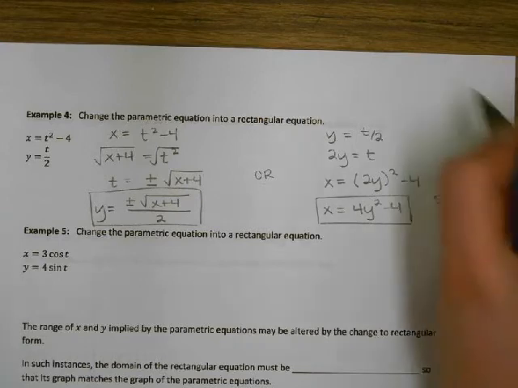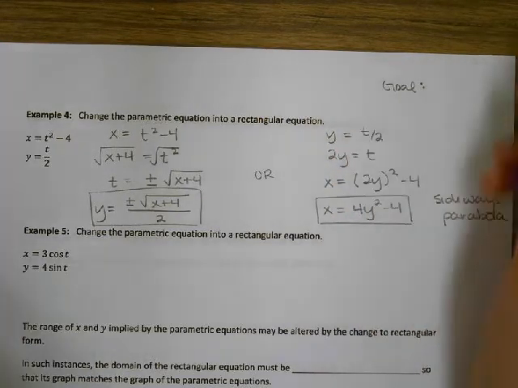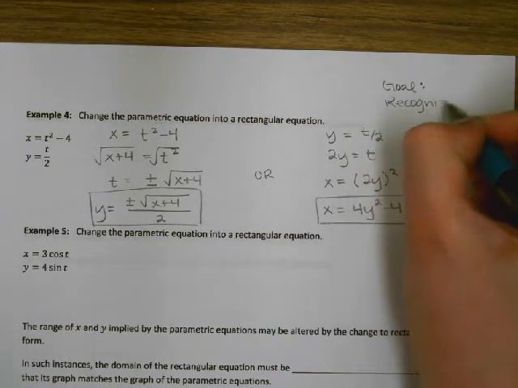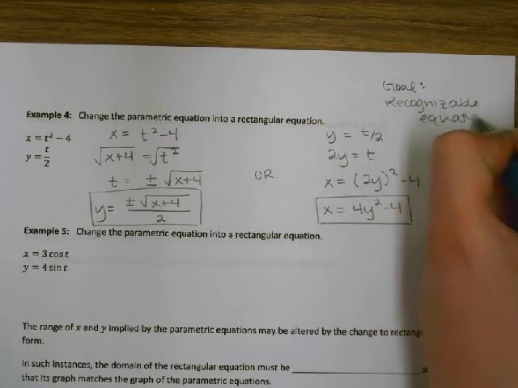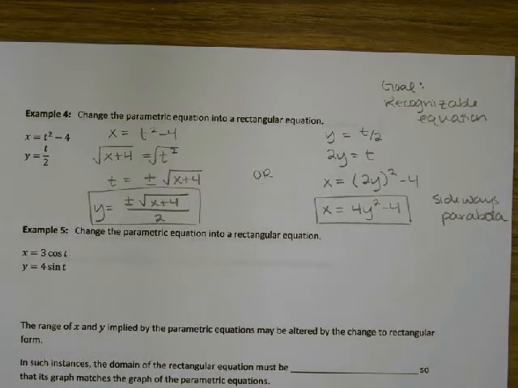So here we're going to write a little note to ourselves that our goal is a recognizable equation. So you want to be able to look at your answer and say, yeah, that's a parabola, yes, that's a rational function, yes, that's something.